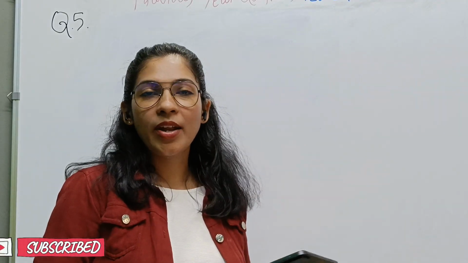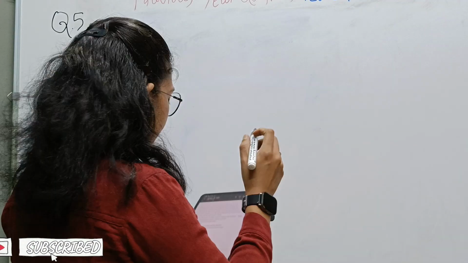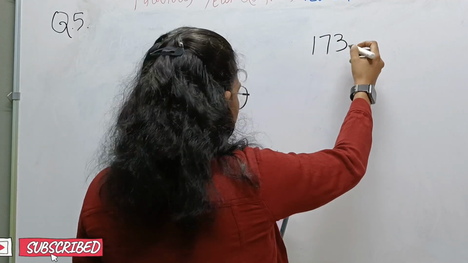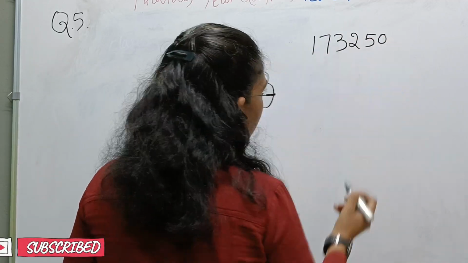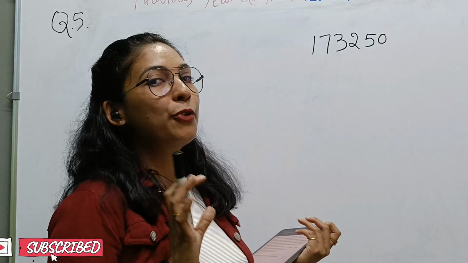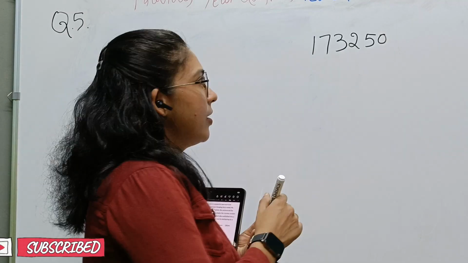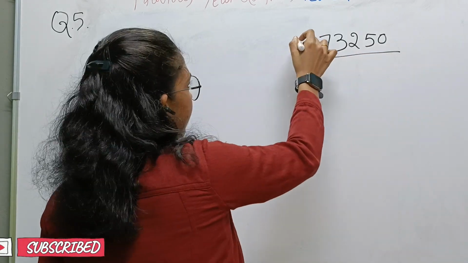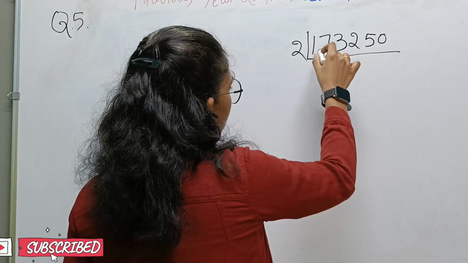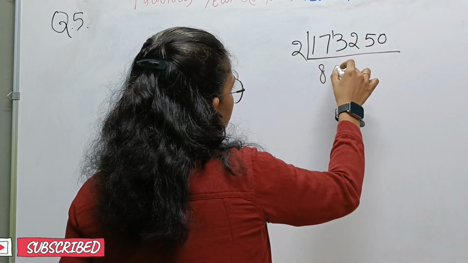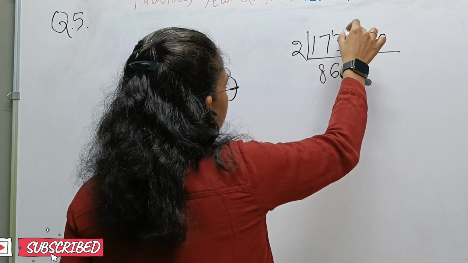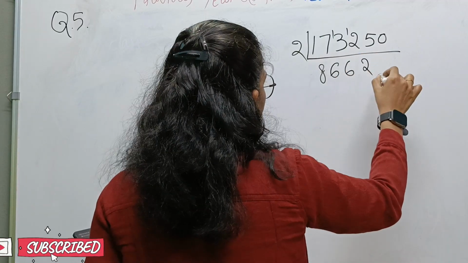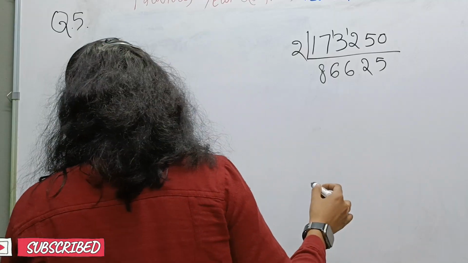The last student multiplied with a prime number and got the answer 1,73,250. First thing, we have to factorize this number. So let's factorize this number. Let's start with 2. 8 2s are 16, 6 2s are 12, 2 2s are 4, 5 2s are 10.